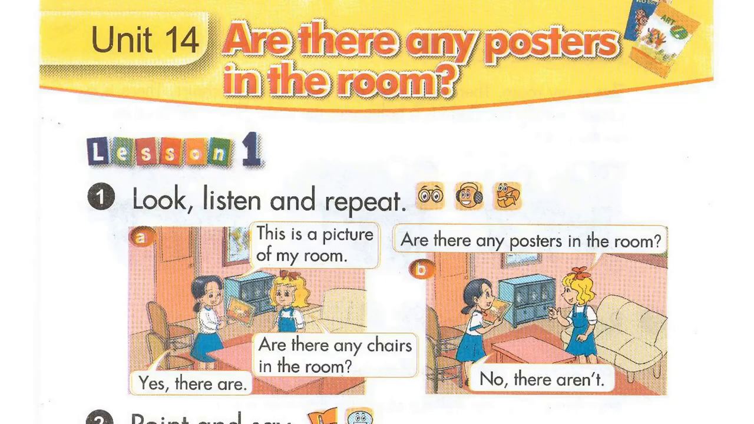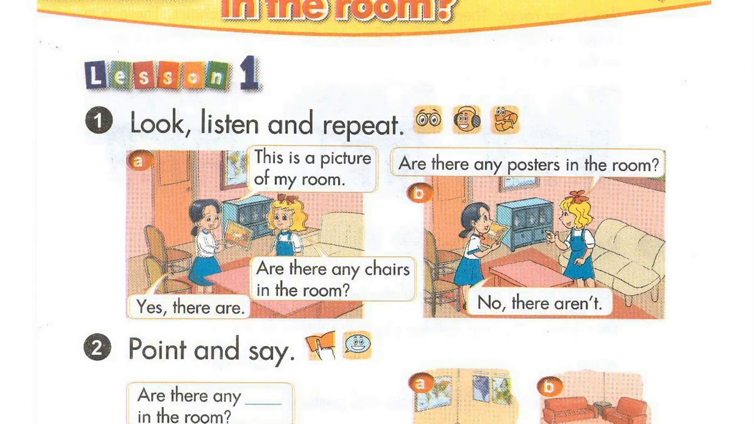Page 24. Unit 14. Are there any posters in the room? Lesson 1. Activity 1. Look, listen and repeat. A. This is a picture of my room. Are there any chairs in the room? Yes, there are. B. Are there any posters in the room? No, there aren't.